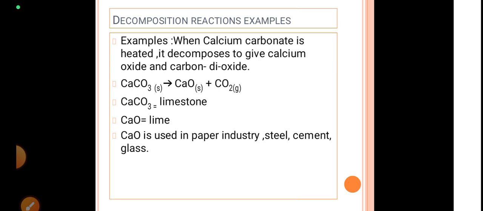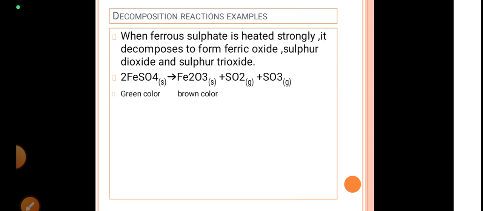And one more thing to be noted is there is a lot of industrial application regarding the decomposition of calcium carbonate, because the calcium oxide which is formed is primarily used in manufacture of steel, paper, cement and also glass. So hence it is having a universal application. Now let us understand another example.